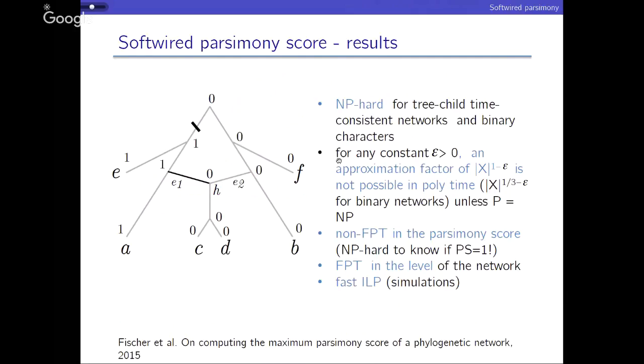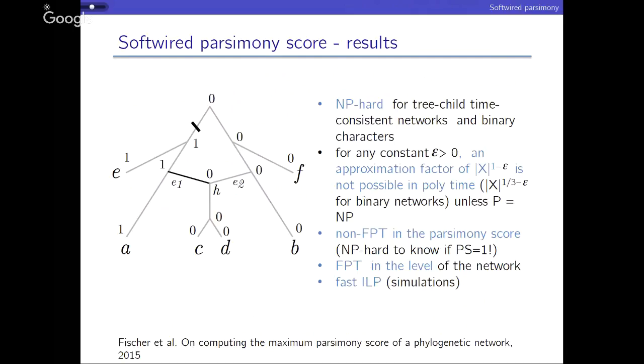And this problem, again, is NP-hard and difficult to approximate. So it's NP-hard also for networks that are pretty tree-like, and also when the characters are binary. So it's really bad. And it's also not FPT in the parsimony score, because it's NP-hard to know if the parsimony score is equal to 1. But on the positive side, it's FPT in the level of the network.